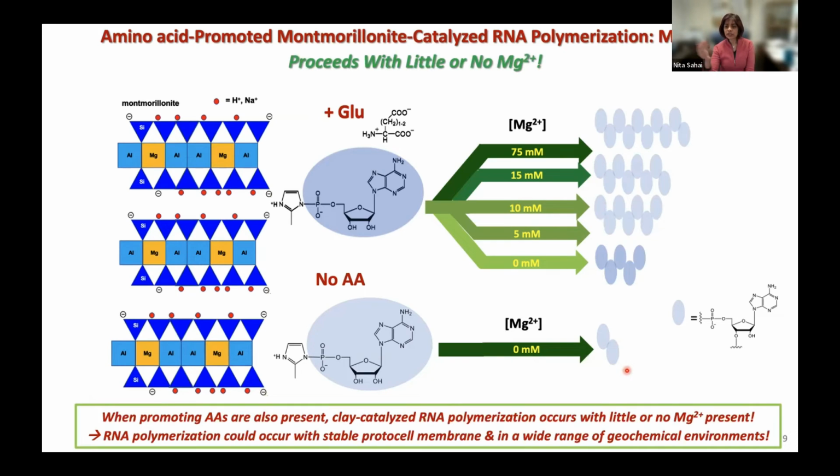This is fantastic because now, depending on the geochemical environment, you might have no magnesium or very low magnesium or very high magnesium, let's say, some out of equilibrium environment where high magnesium is built up. And you can get oligomerization in all of those environments. And in these conditions, the protocell of fatty acid membrane is going to be stable. So the take-home message is amino acids with certain side chain functional groups and clay minerals co-catalyze activated RNA polymerization between low to high magnesium concentrations.